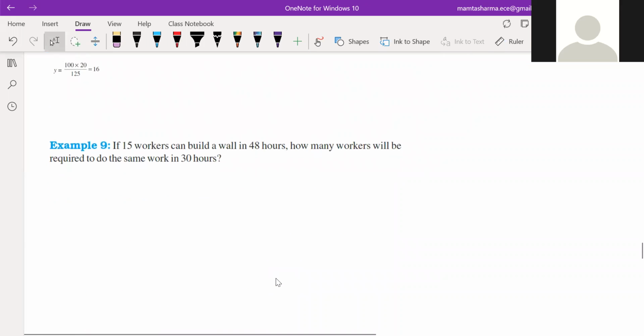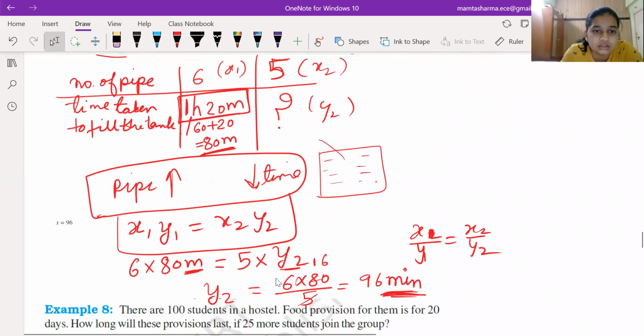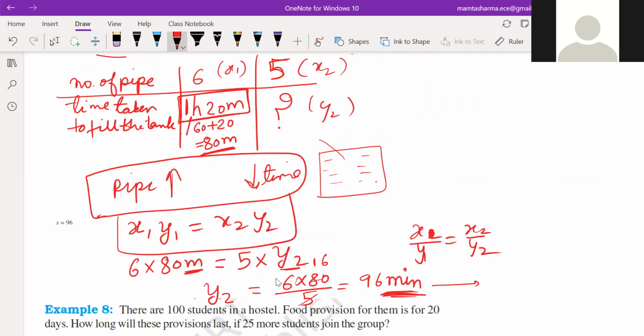Ma'am, we can write it as 1 hour 36 minutes, no? Because the time is given in hours. Yes, if you want to convert in hours, you can convert it. See, 96 by 60.